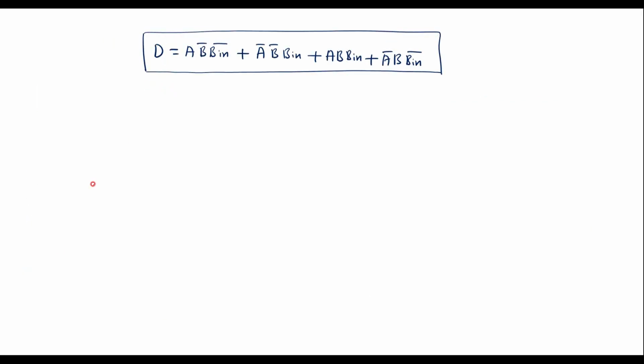So here I can represent this as D is equal to, here the B bar term is common. I'll take B bar term as common. I can write it as A B in bar, plus A bar B in, plus similarly here I can see B is the common term, that is B. It will be A B in, plus A bar B in bar. Further I can simplify this as it is B bar.